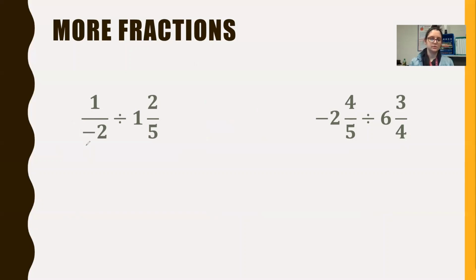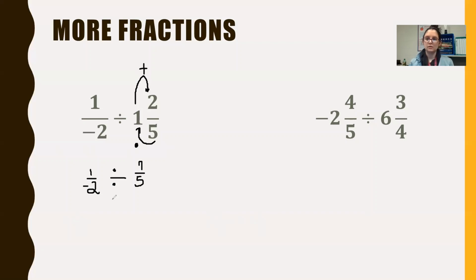divide with mixed numbers. So the first thing we have to do is get rid of the mixed number, and we do that by multiplying the denominator times the whole number, and then we add the numerator. So 5 times 1 is 5, plus 2 is 7, so this is 7 over 5. We bring down our -1/2, and we bring down our division sign.